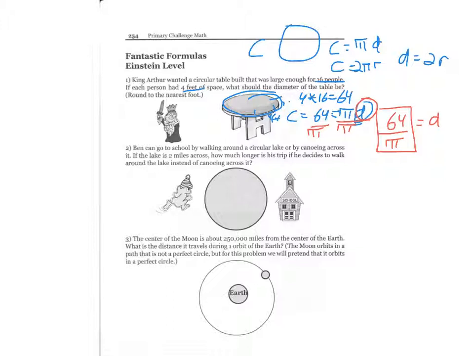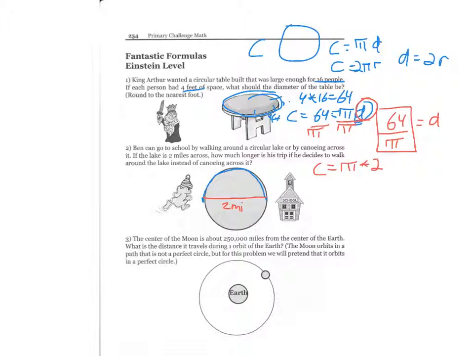Now let's look at the next one. Next one, we want to know if we should walk around, or if we should go across. And we know that the lake is 2 miles across. So that means the diameter is 2 miles. So the circumference equals pi times 2, times the diameter.